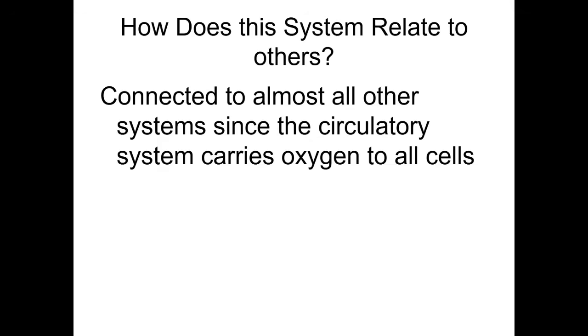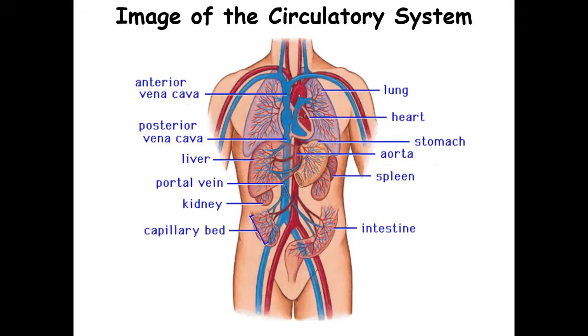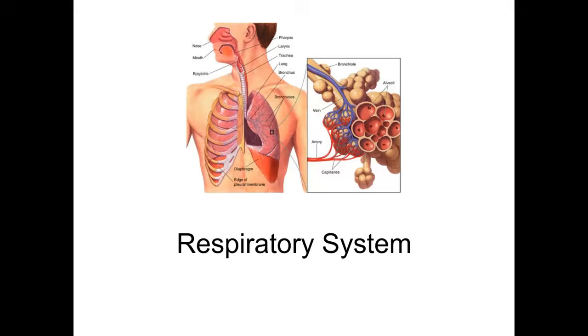This system is connected to almost all the other systems since the circulatory system carries oxygen to all the cells. It also carries a lot of different things in the bloodstream: white blood cells, hormones, nutrients, all kinds of stuff. So there's the heart and some of the major blood vessels.